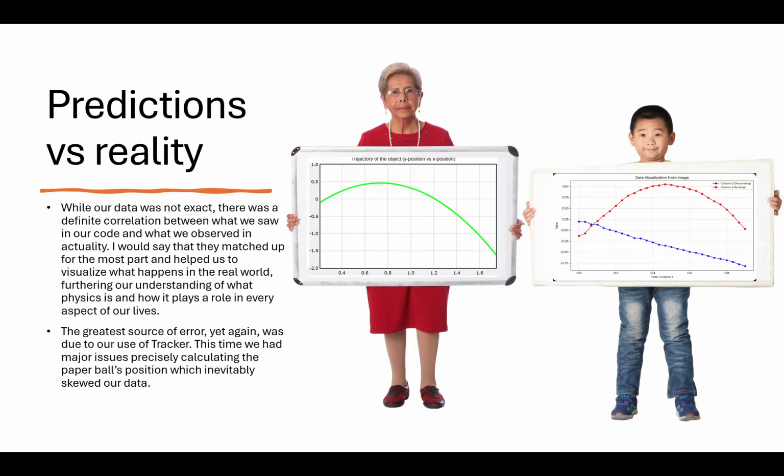Predictions versus reality. While our data was not exact, there was a definite correlation between what we saw in our code and what we observed in actuality. I would say that they matched up for the most part and helped us to visualize what happens in the real world, furthering our understanding of what physics is and how it plays a role in every aspect of our lives. Greatest source of error yet again was due to our use of Tracker. This time we had a major issue precisely calculating the paper ball's position, which inevitably skewed our data.